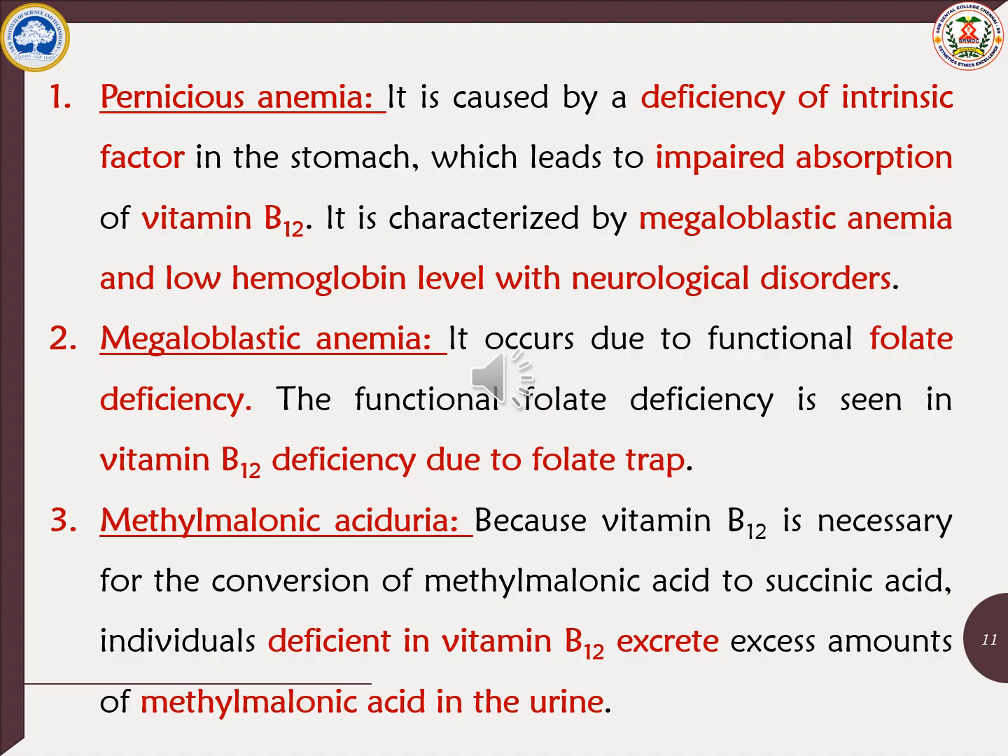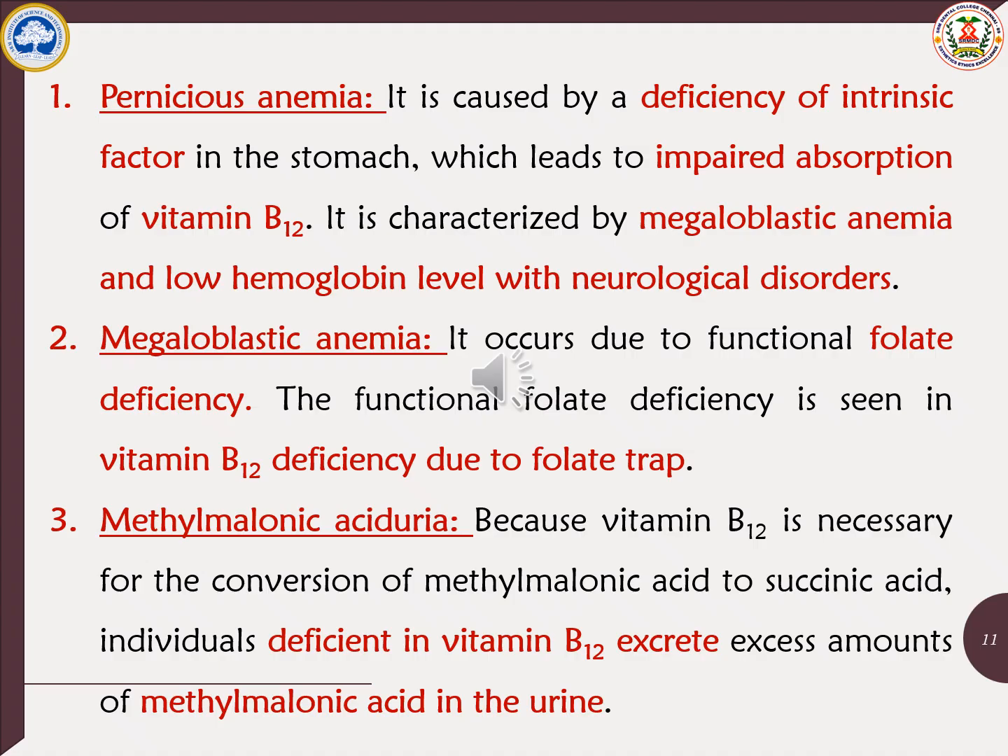So both deficiencies can lead to the condition called megaloblastic anemia. In megaloblastic anemia, the DNA synthesis of RBCs in the bone marrow is impaired. So there will be a release of large immature RBCs into the blood circulation. These large immature RBCs tend to undergo lysis very rapidly.